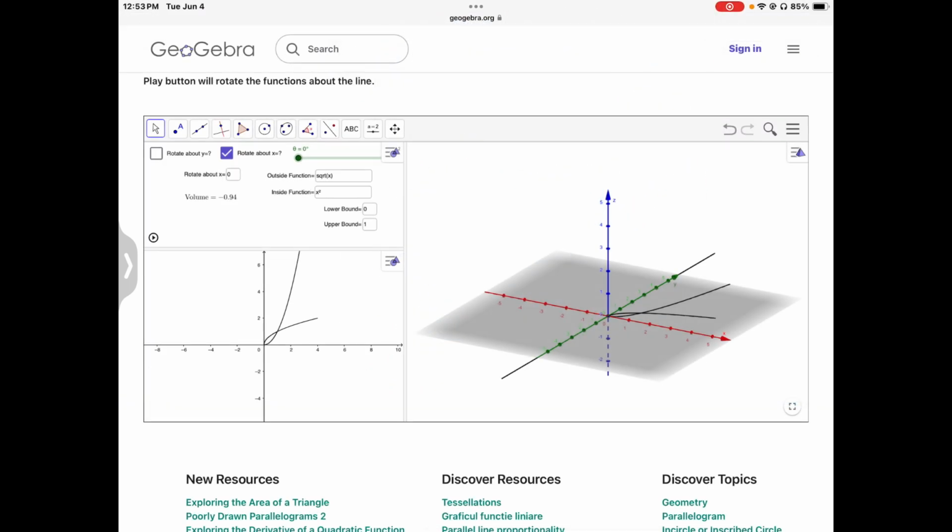One thing I forgot to mention is there's this nifty little tool called GeoGebra, and that's really helpful when visualizing these animations. So just click on it. We already have the equations put in, and let's just play it.